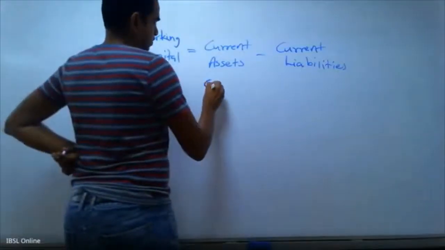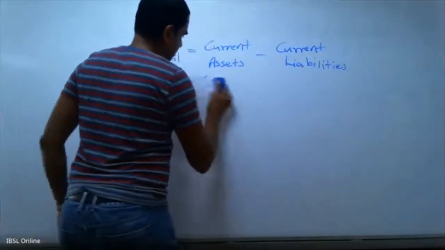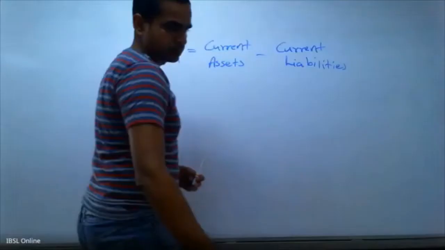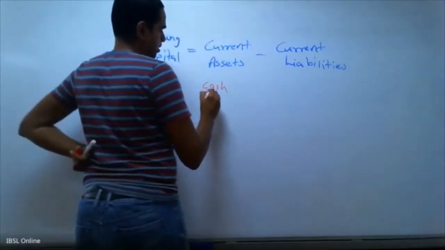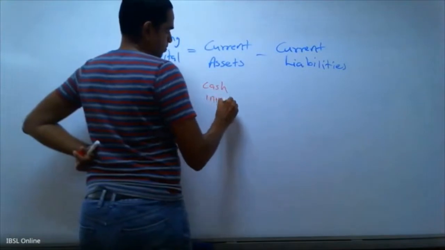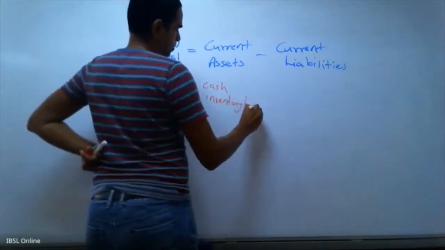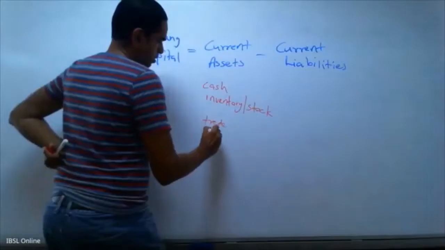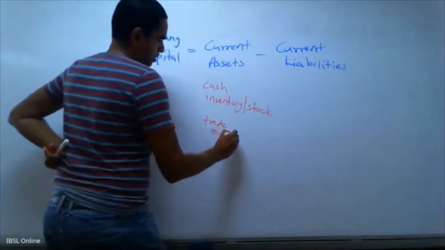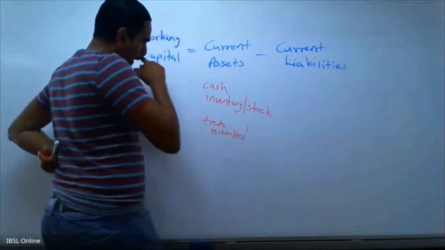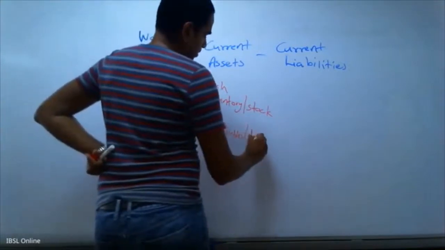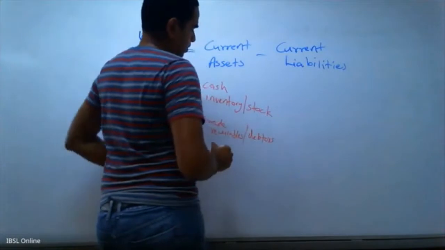Cash. Good. Cash. Inventory, trade receivable. Very good. Cash. Inventory. Or your stocks. Trade receivables. Or debtors. Good.